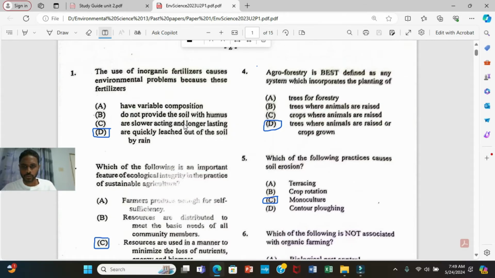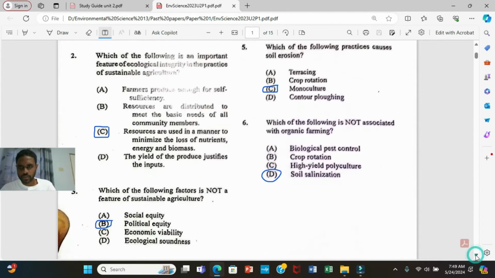All right, number two. Which of the following is an important feature of ecological integrity in the practice of sustainable agriculture? Now the answer is C. The resources are used in a manner to minimize the loss of nutrients.